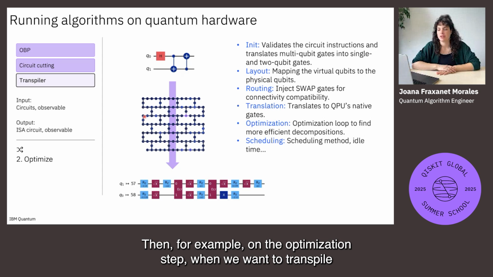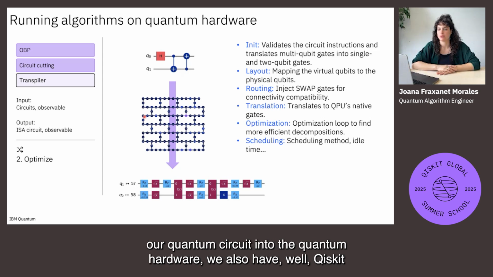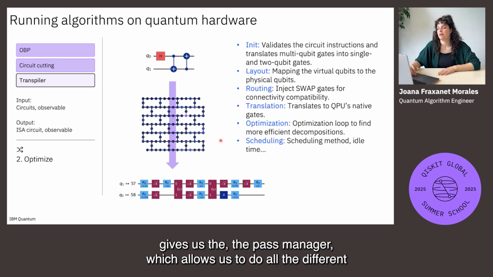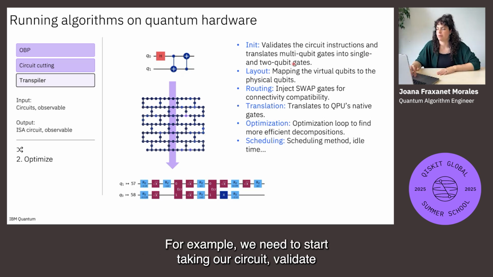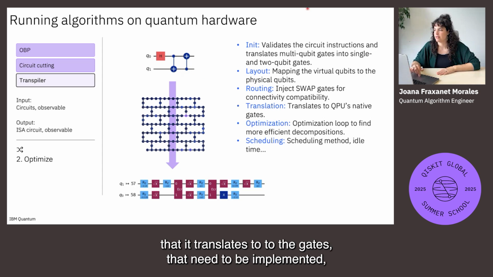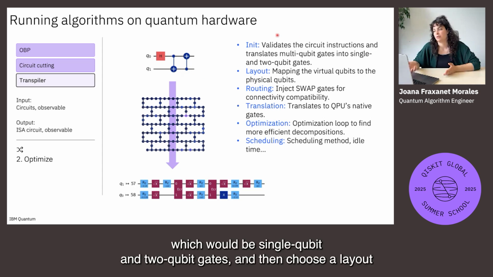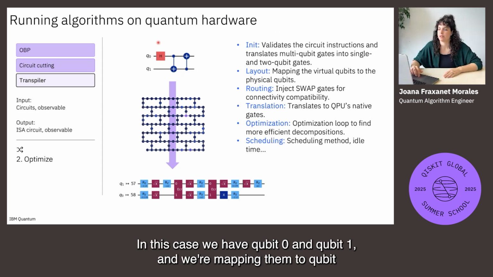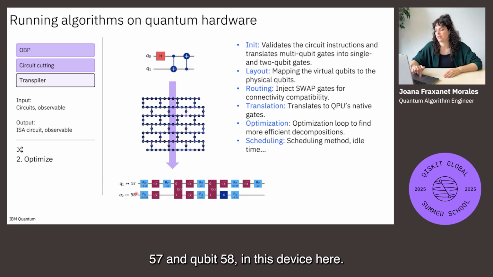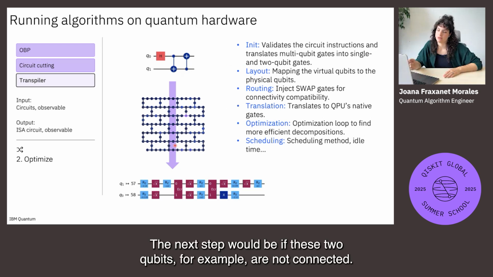Then, for example, on the optimization step, when we want to transpile our quantum circuits into the quantum hardware, Qiskit also gives us the pass manager, which allows us to do all the different sub-steps that need to be done in this procedure. For example, we need to start by taking our circuit, validating that it translates to the gates that need to be implemented, which would be single qubit and 2 qubit gates, and then choose a layout for each of the qubits to go into a qubit of the device. In this case, we have qubit 0 and qubit 1, and we're mapping them to qubit 57 and qubit 58 in this device here. The next step would be if these 2 qubits, for example, are not connected.